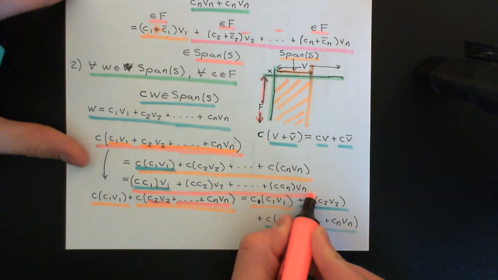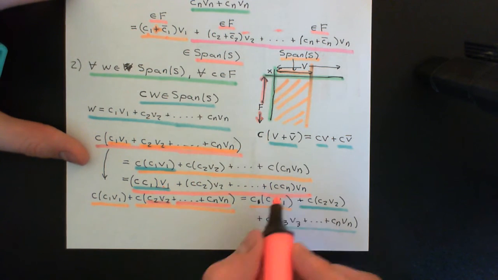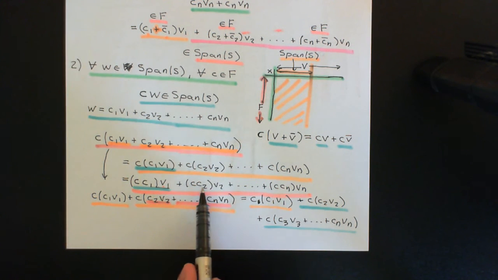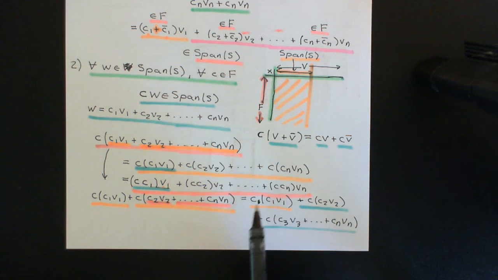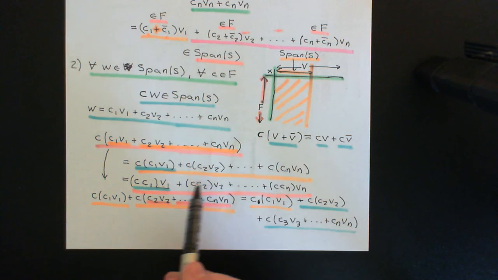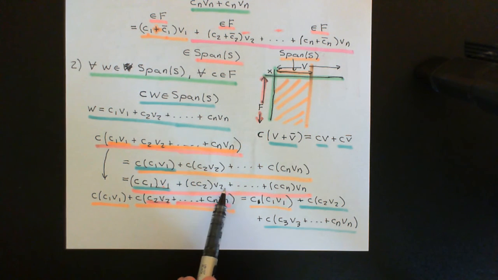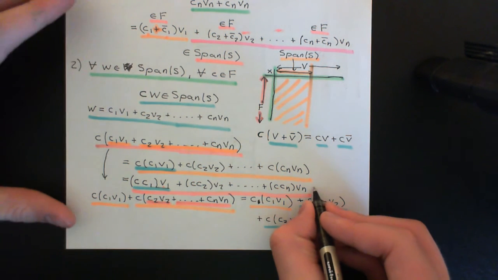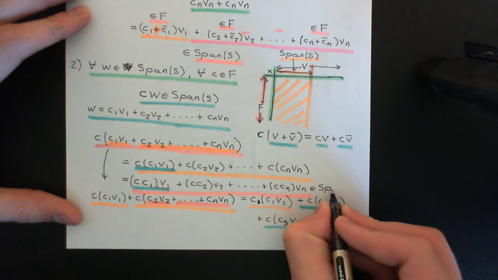Okay, well, we've got a linear combination of the vectors v1, v2, all the way up to vn. Because these things, c times c1, c times c2, all the way up to c times cn, are just elements of the field. So this is an element of the field, this is an element of the field, all the way up to this one, and we are just scalar multiplying those elements of the field by these vectors and then adding the things together. So this is a linear combination, so this is an element of the span of S.